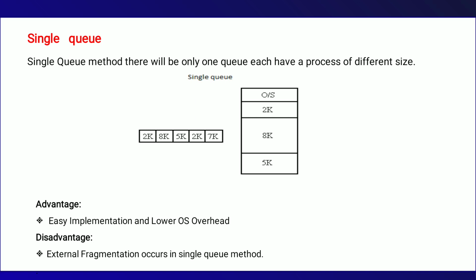According to the single queue method, there will be only one queue, and it holds processes of different types. But there will be a great disadvantage here: external fragmentation occurs in the single queue method, but it has easy implementation and lower OS overhead.